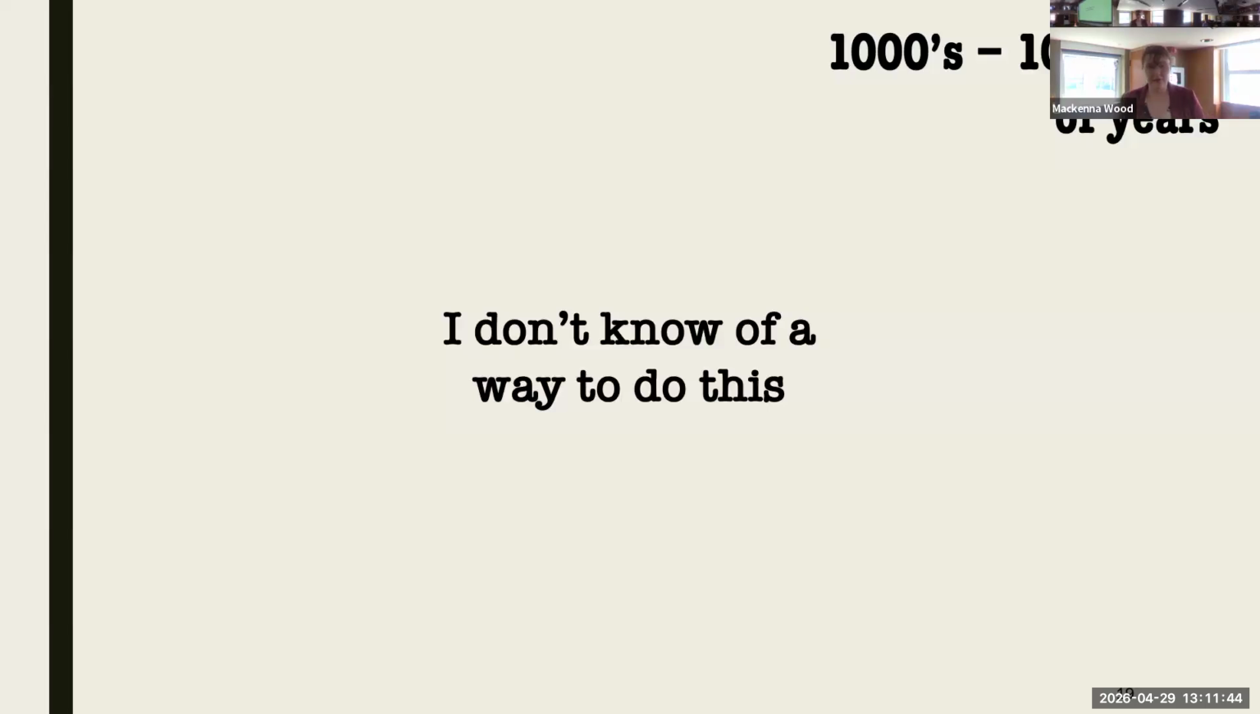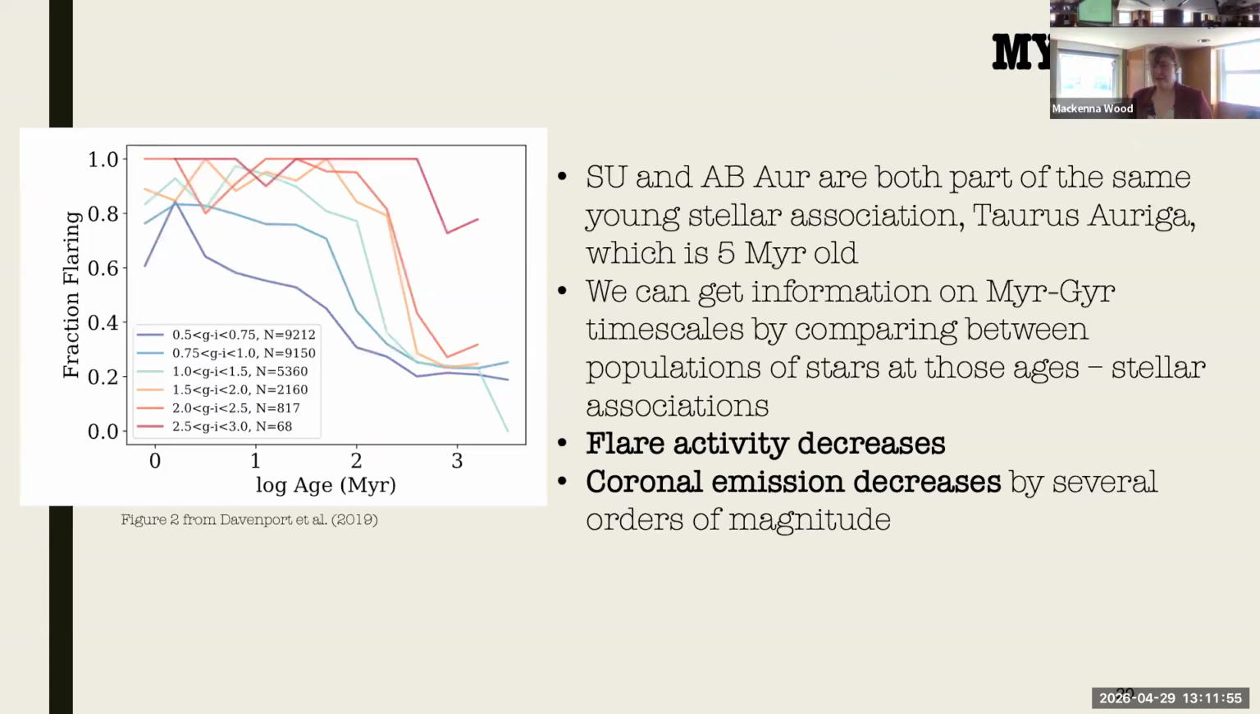Again, for the thousands to hundred thousands of years, I don't know of any way that this can be done. It is too precise for our age measurements and too long for our observations. But for the million year to billions of year range, we can also look at how SU and AB Auriga will likely change over that period. The reason we can do this is because they are both part of the same young stellar association, Taurus-Auriga, which is about 5 million years old. So we've got all the stars in Taurus-Auriga at about 5 million years old, and we can get information on other stellar associations that are older and compare to those stars to try and see how this happens over these millions and billions of years.